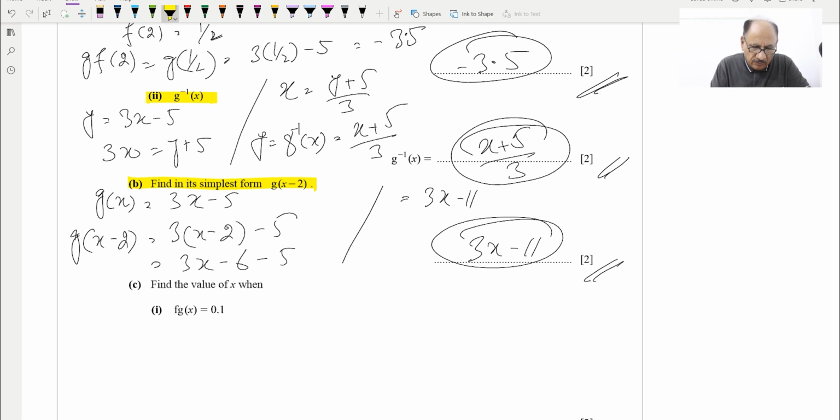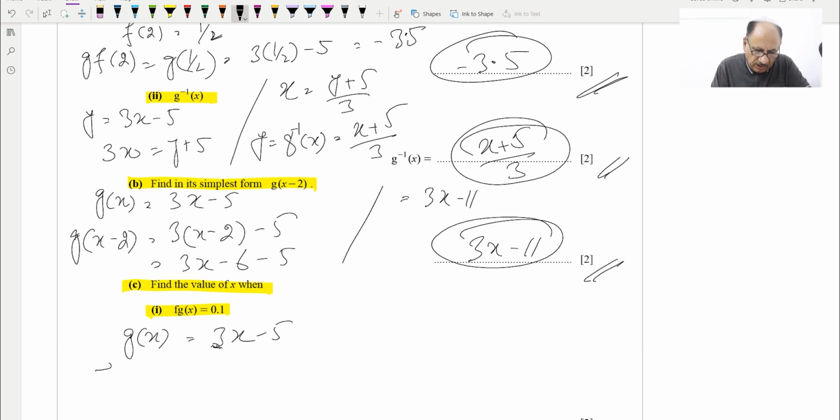Got this as well. Find the value of x when f of g of x is equal to minus 1. So first we will take g of x, and g of x is equal to 3x minus 5, which we have just now done in the previous part.